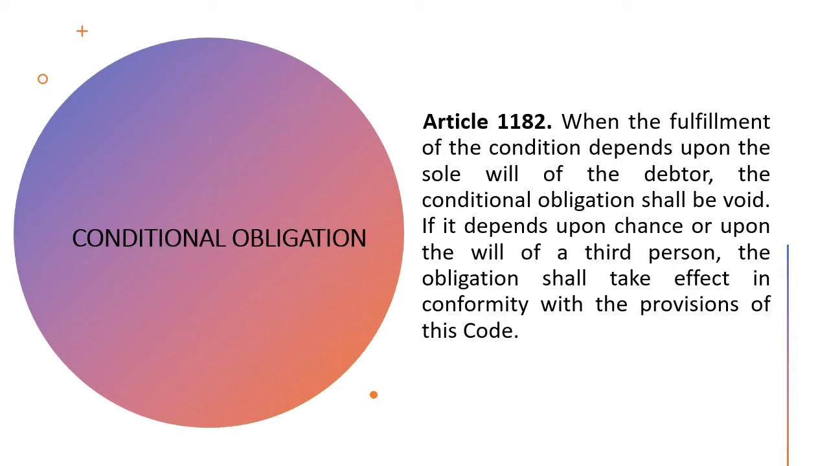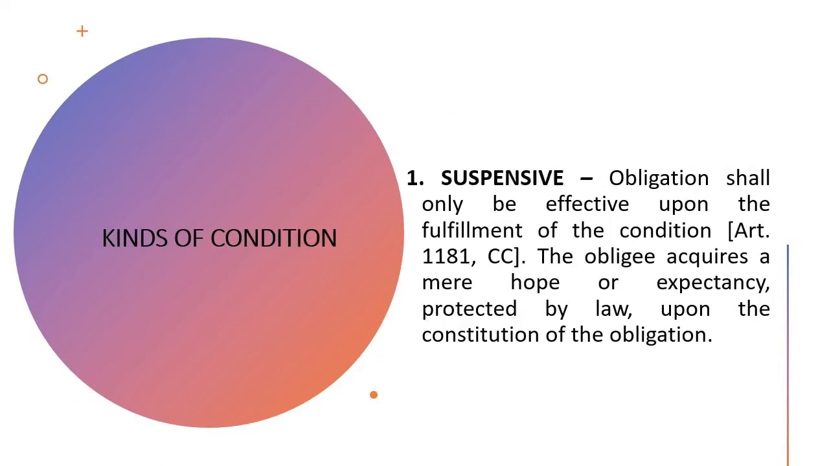Moving on, under Article 1182, when the fulfillment of the condition depends upon the sole will of the debtor, the conditional obligation shall be void. If it depends upon chance or upon the will of a third person, the obligation shall take effect in conformity with the provisions of this Code. Conditions may be classified as suspensive or resolutory. A suspensive obligation shall only be effective upon the fulfillment of the condition. The obligee acquires a mere hope or expectancy protected by law upon the constitution of the obligation.